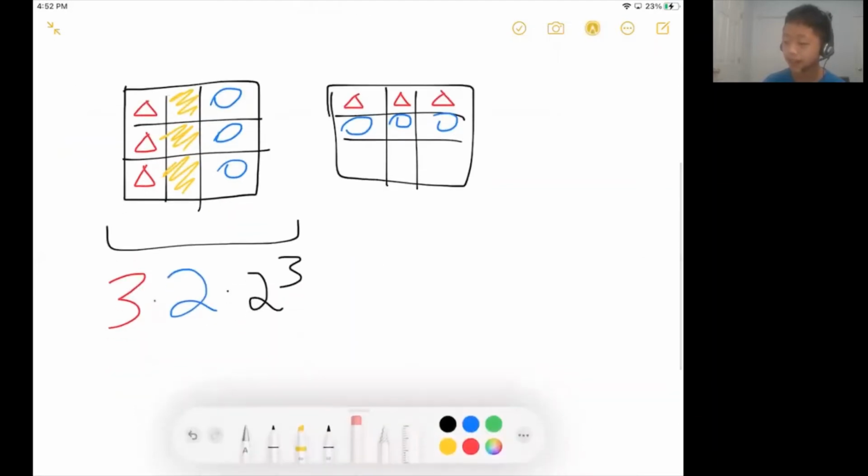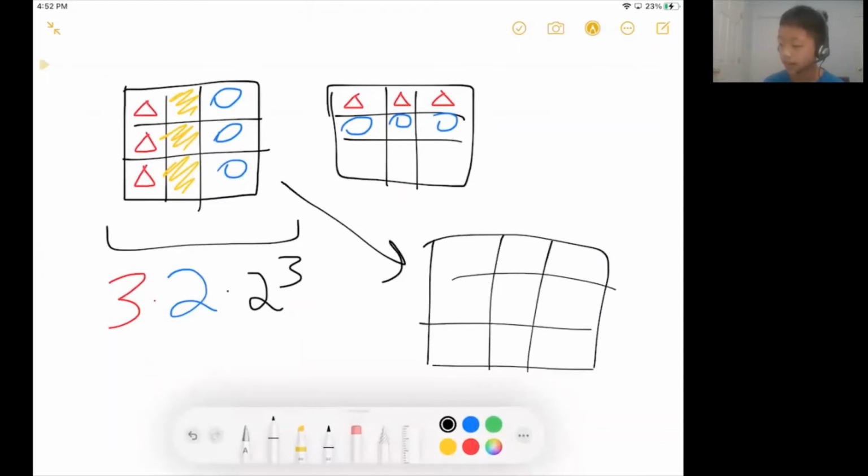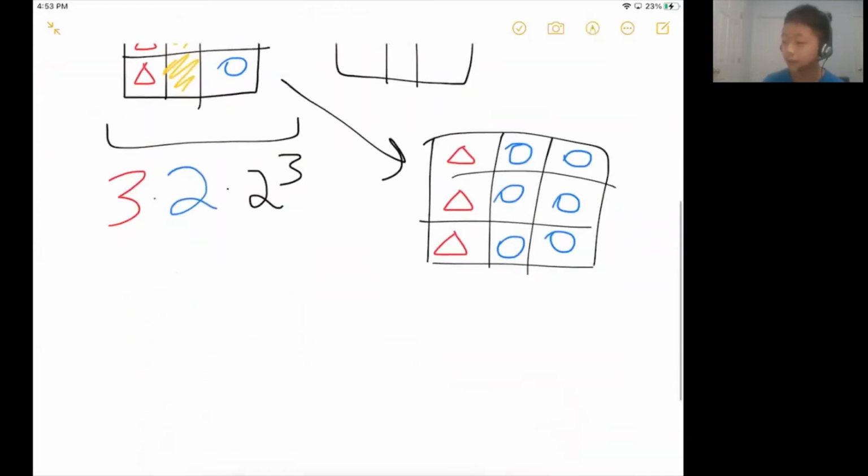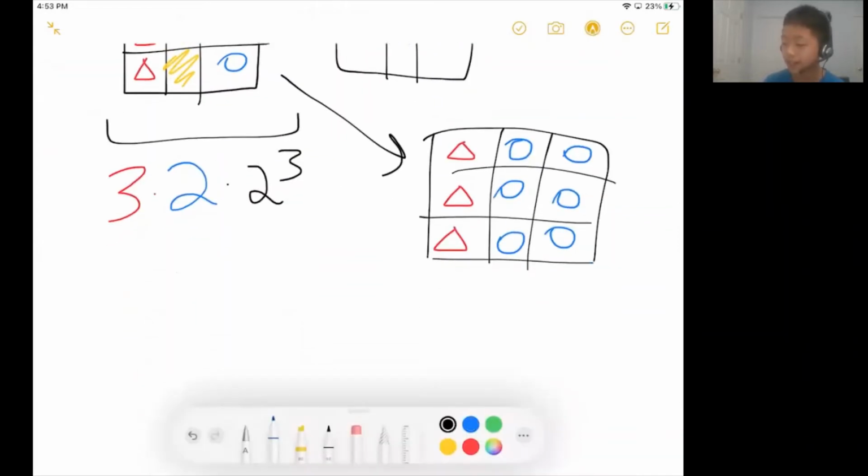Notice that, okay, let's take a look at this example, right? Let's say you had the 3 triangles and you have the 3 circles. If we were to choose this column to have all circles, right? That would overcount the case if we first, okay, let's draw another 3x3.